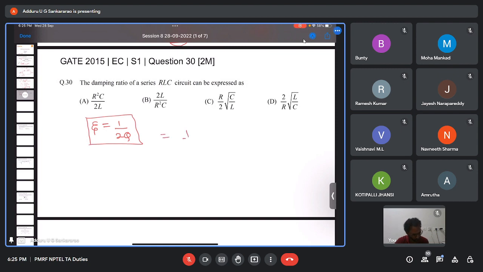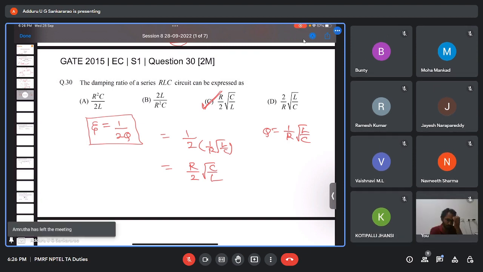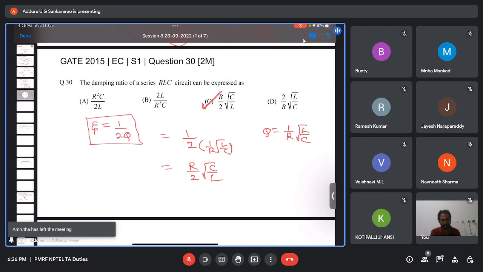So 1 by 2, and Q we have already derived in the previous one as 1 by R root L by C. So we will get something like this: R by 2 root C by L. This is the damping ratio. More details about the damping ratio, all these things you will study in control systems.